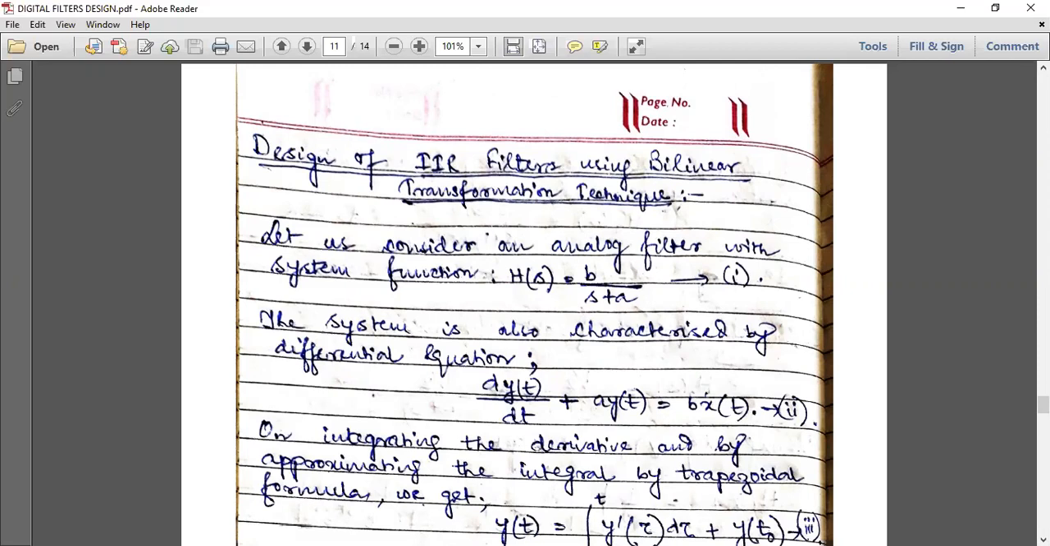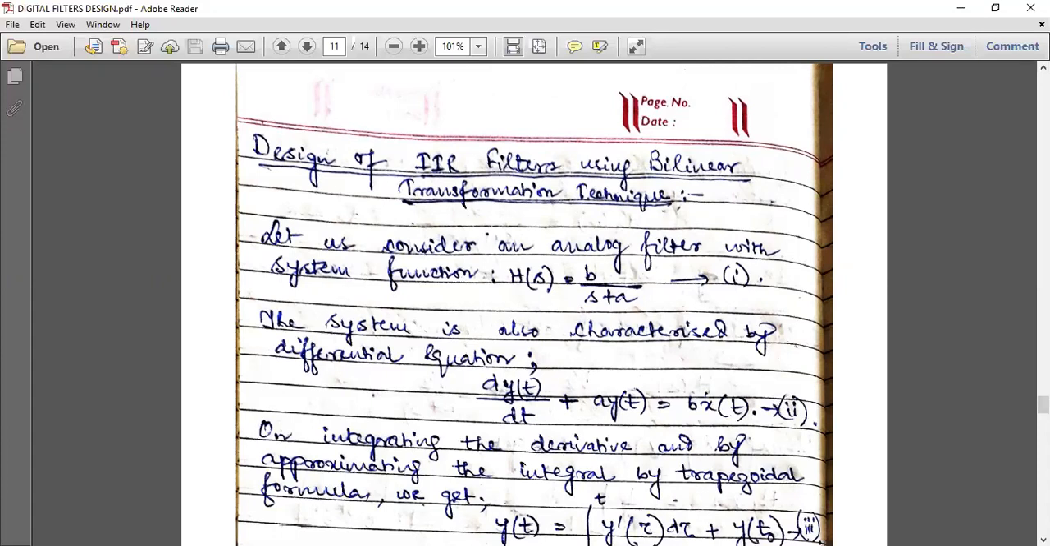See, the impulse invariance method of designing digital filters. Obviously, it's a good method, a great method, but it also has some limitations. What kind of limitations? You should know.